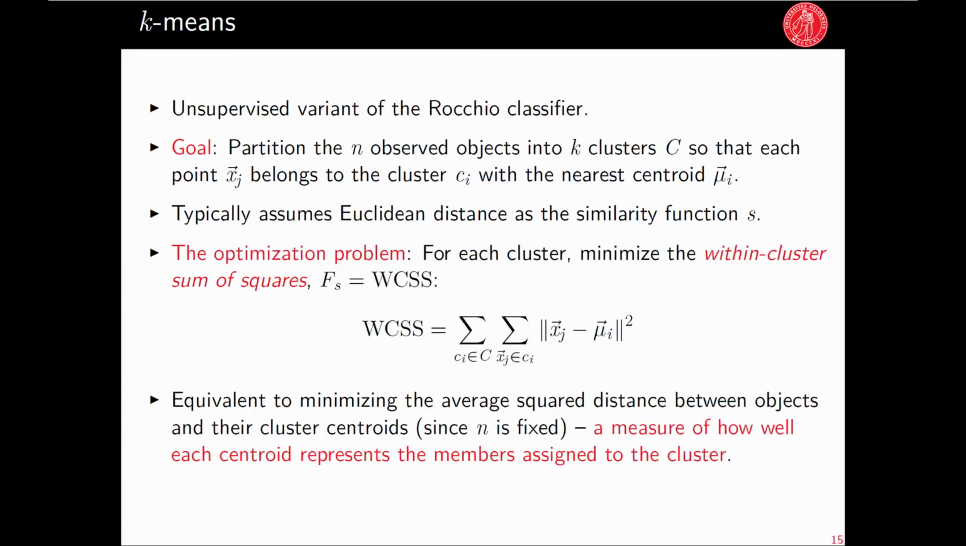And in terms of framing k-means as an optimization problem, the particular objective function f that we'll be optimizing for in this case is known as the within cluster sum of squares. So you see what we do here is we sum over all the clusters in our partition and for all objects within each cluster, and then compute the Euclidean distance between the object and the centroid.